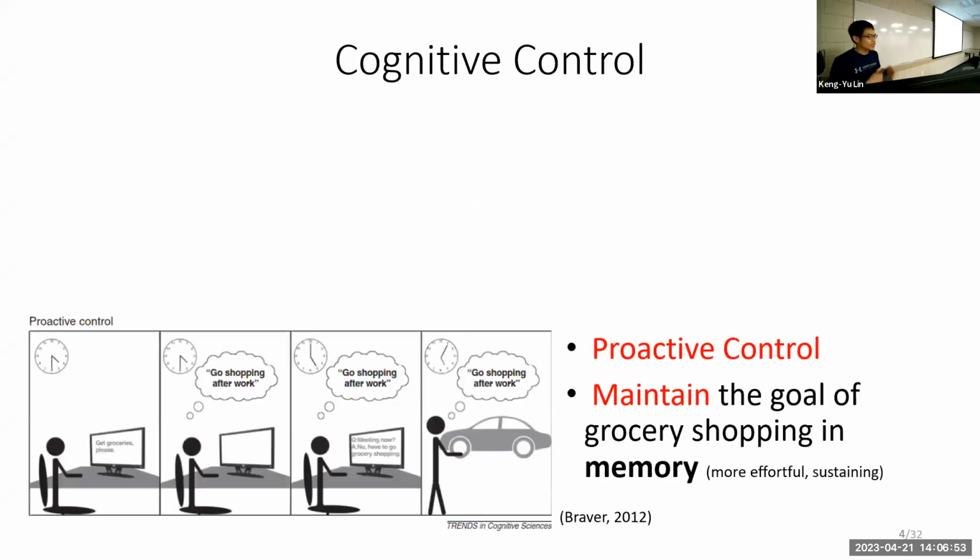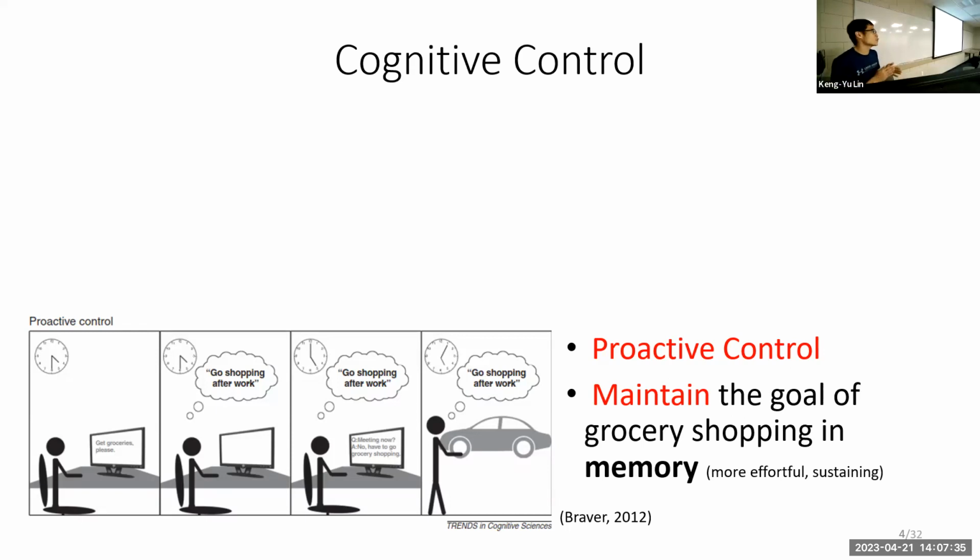But on the other hand, in terms of proactive control, you are going to maintain your goal in your memory for a longer period of time, and it's more effortful. In a similar case, now you get the information of getting groceries after work. And you would keep reminding yourself, I have to do grocery shopping after work, while you are focusing on your work in the office. So you are actually doing two tasks at the same time. While you are focusing on your work, you are also reminding yourself you have to get groceries after work. So you are maintaining the two pieces of information at the same time. So it is more effortful.